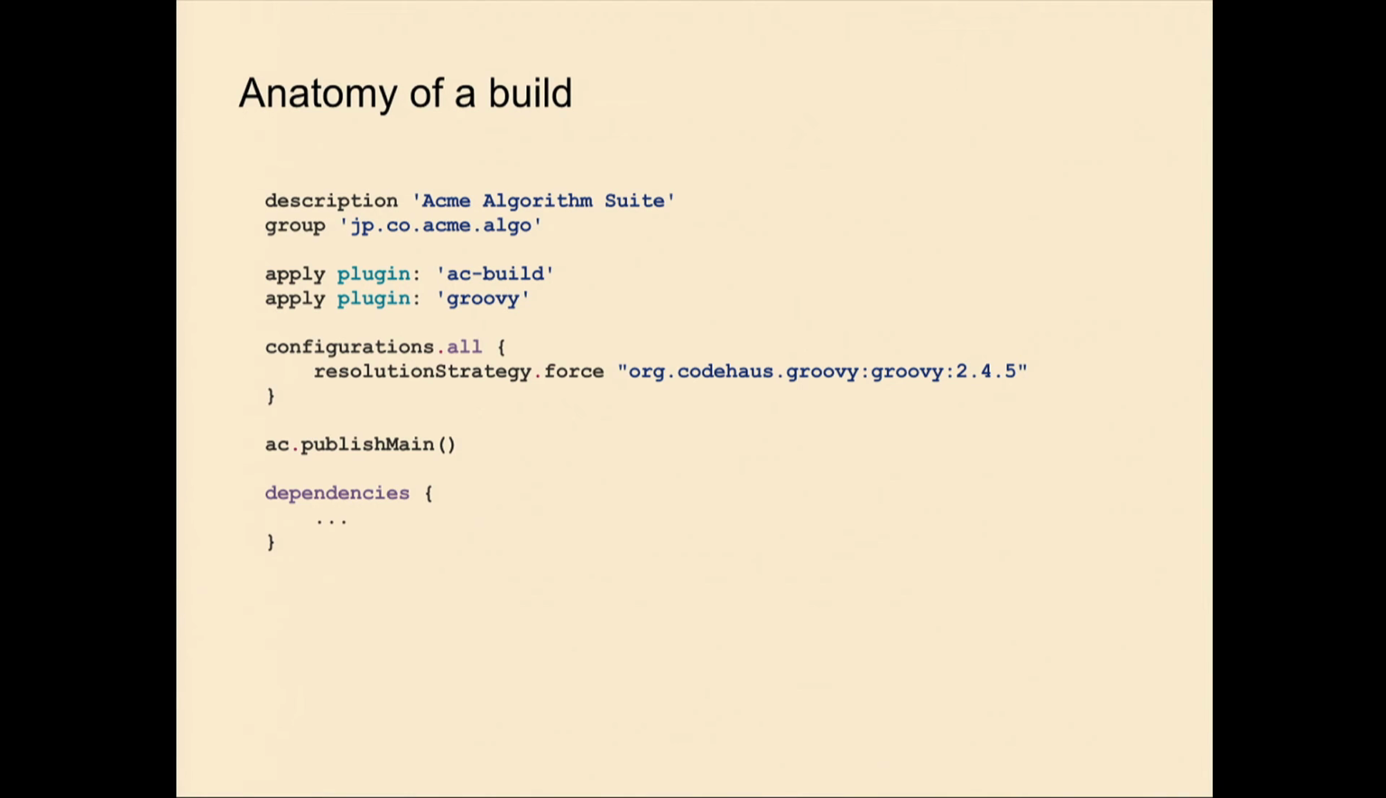And then we create a publication. The main publication, which is what 99% of the projects use, is easy. You just use the extension like publish main, and it creates the publication, and then it's published automatically. And then we have the dependency in the standard Gradle DSL. Most of the builds do that. Some of the builds do more, but again, we've encapsulated this as plugins.